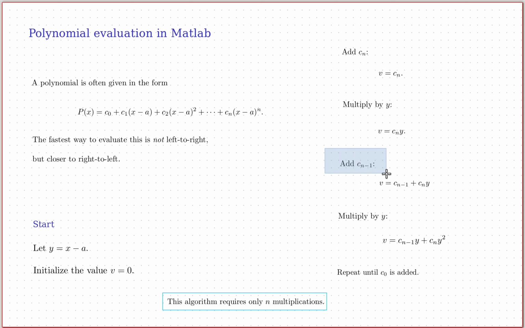Now we add cn minus 1, right, the next to last c, and then we multiply by y again, so we get this. So now v is equal to cn minus 1 times y plus cn times y squared. And now the idea is we keep repeating this procedure of adding the next cn minus 1 from the right, and then multiplying by y. So each time we do that, the expression becomes longer, and the powers go up by 1. Eventually, we will add the final c0, and the powers will be up to y to the n on the right. And then we'll have the polynomial we were looking for.